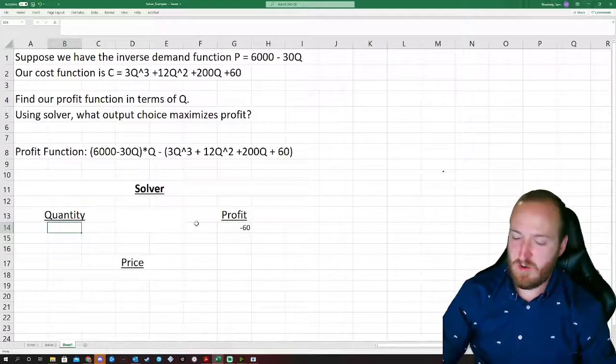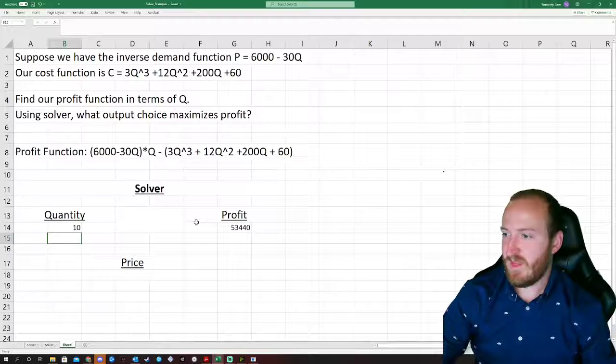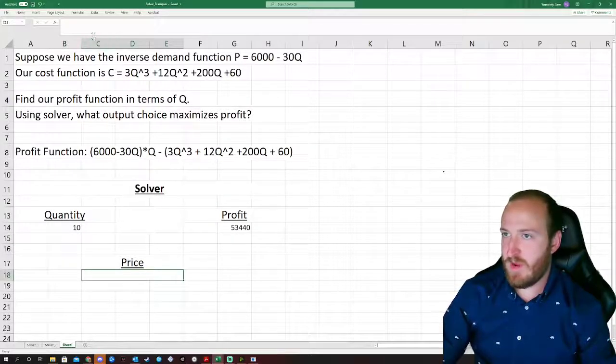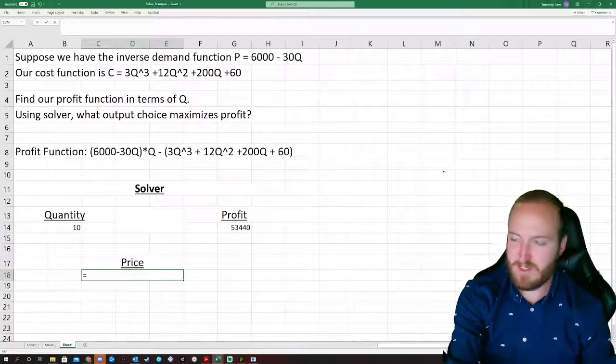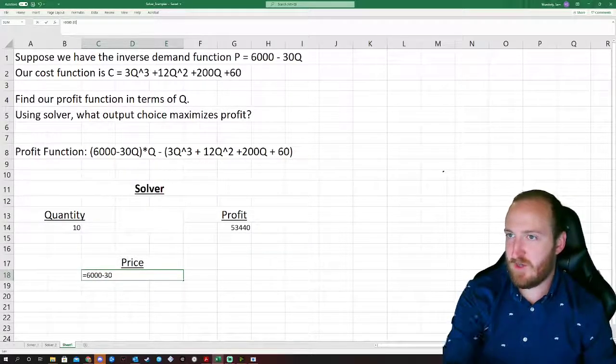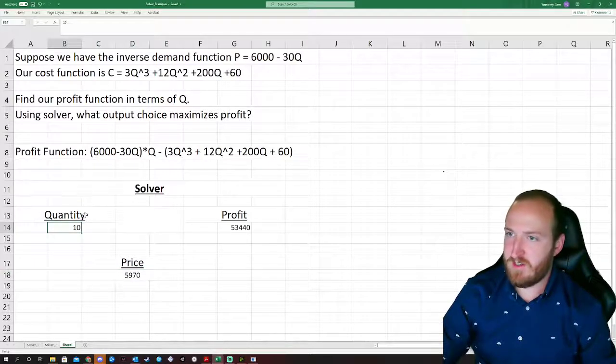And if we put in some quantity here, say 10, it adjusts and tells us what our profit is. We can also input our price given our quantity. So our price is equal to 6,000 minus 30 times this cell here, right?